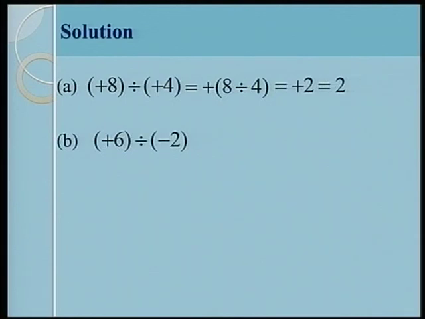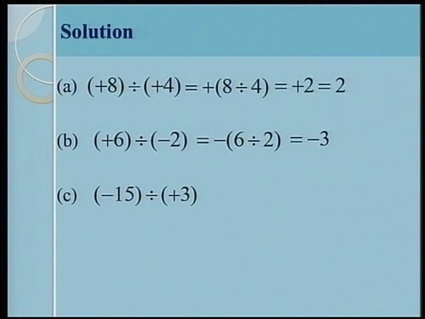We look at the solution for part B. Positive 6 divided by negative 2. We are dividing a positive number by a negative number. We keep the negative sign outside the brackets. 6 divided by 2, we obtain 3. The answer will be negative 3.